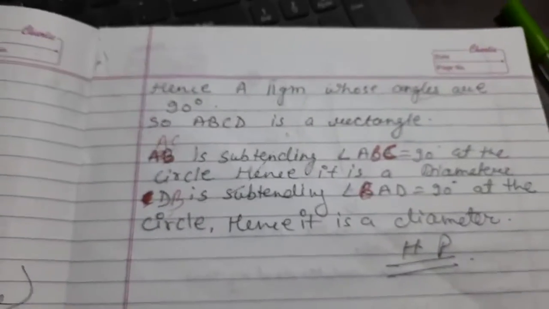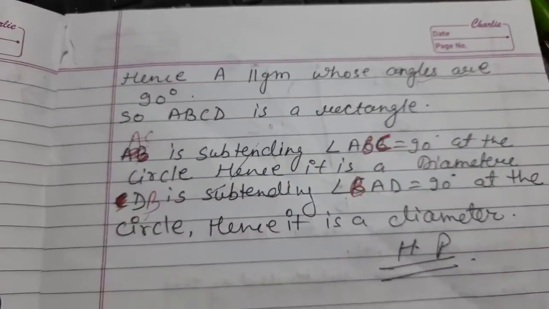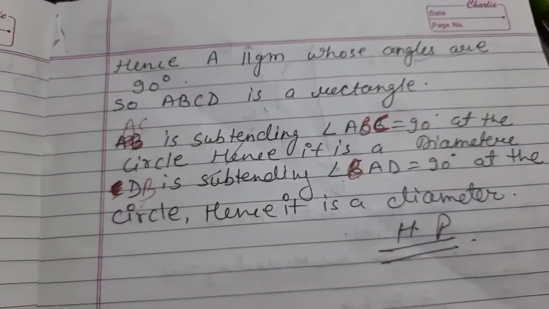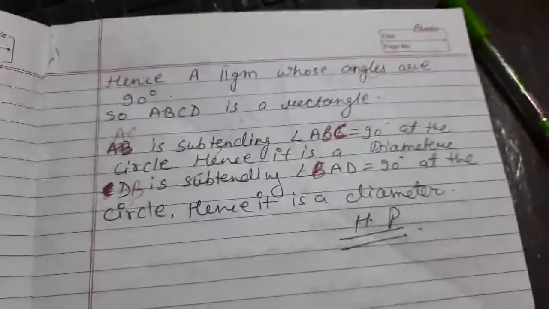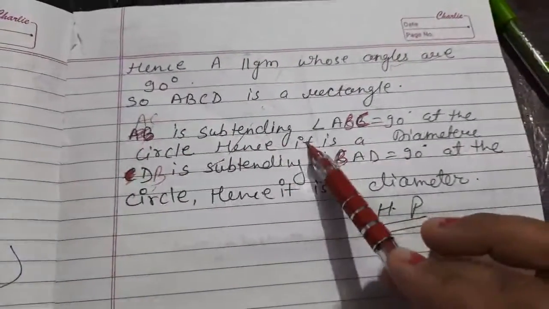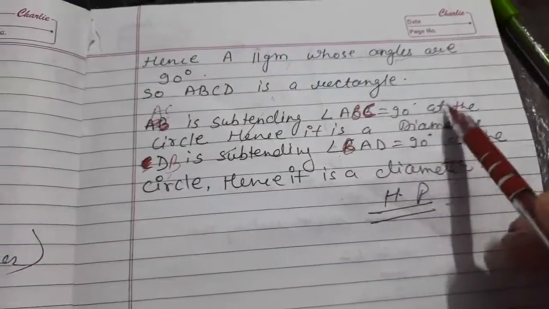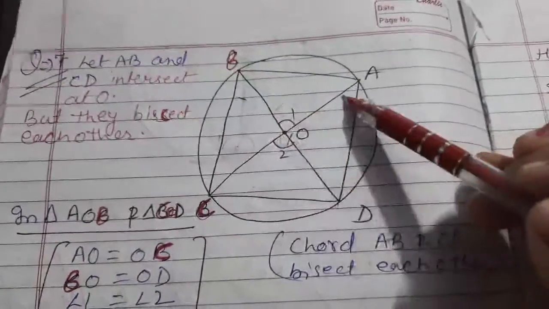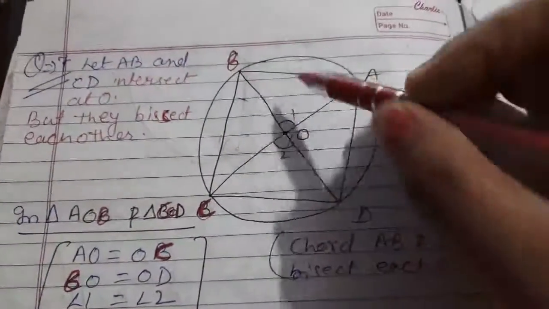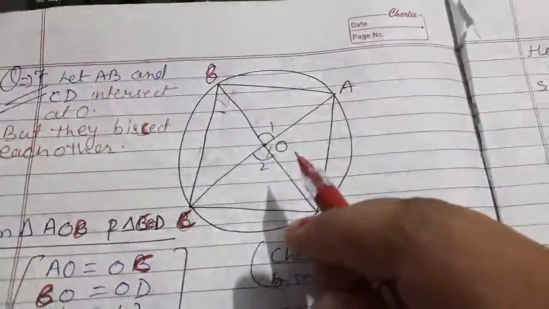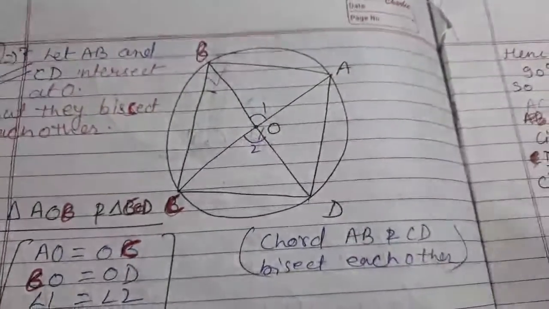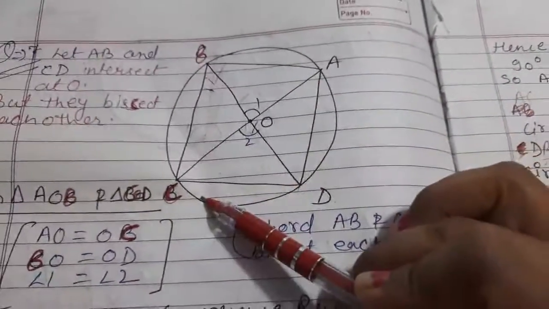Now we can say a parallelogram whose all angles are 90 degrees will be a rectangle. Hence ABCD is a rectangle. Now AC is subtending angle ABC of 90 degrees at the circle. We just proved that all the angles are 90 degrees. So this means it is a semicircle, and it is only possible when AC is the diameter.